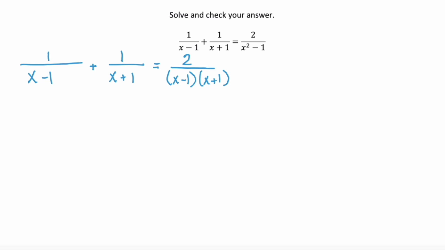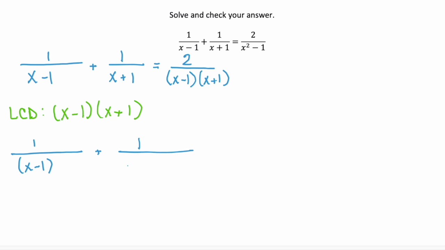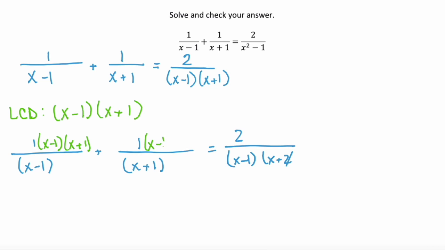Now that we've factored, we can identify our least common denominator, which is going to be that x minus 1 times x plus 1. Then we go back through and we take our existing terms. I'm going to rewrite each of them. And what we're going to do is multiply each of these by that least common denominator. So here we have x minus 1 times x plus 1. And we have to do this with all of those terms.